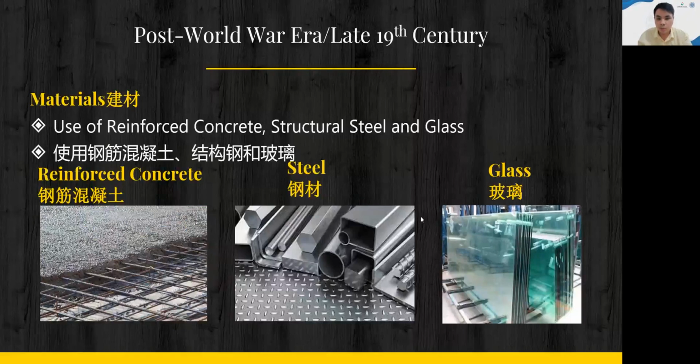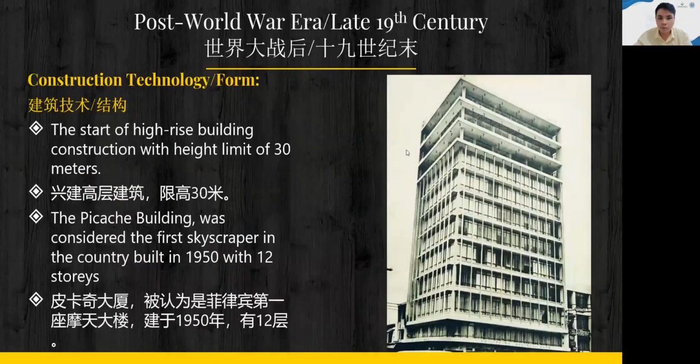The post-World War era is characterized by the continued use of reinforced concrete, structural steel, and of course the introduction of glass. In terms of construction technology and form, the post-World War era and the late 19th century is characterized by the start of high-rise building construction with a height limit of about 30 meters. The first building considered to be a skyscraper in the country was built in 1950 with 12 stories. This is the Picasso building, as shown in the picture.